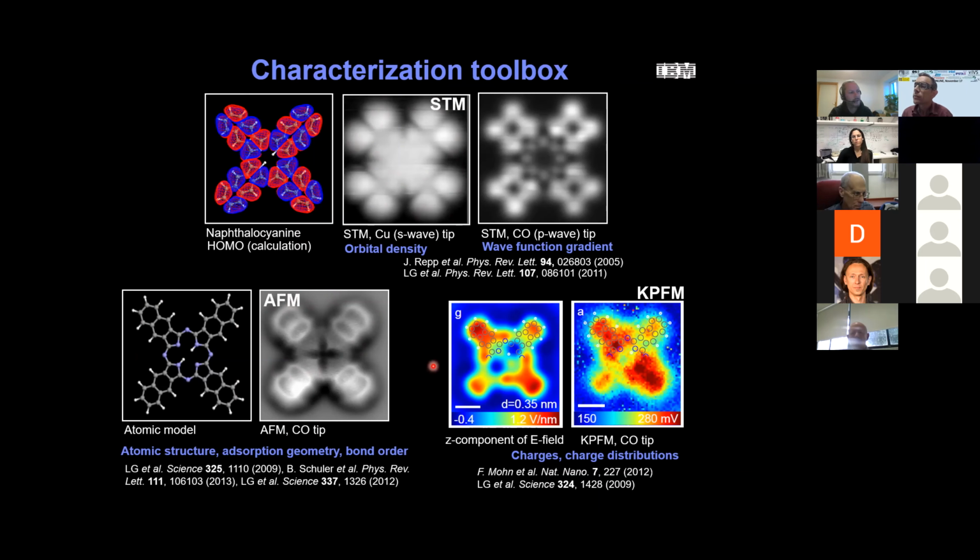A third method is Kelvin probe force microscopy. So this is now AFM as a function of voltage, and it gives you information about the net charges in the molecule and the electric field above the molecule. That's pretty much what you image with that. Okay, that's it already for the introduction.